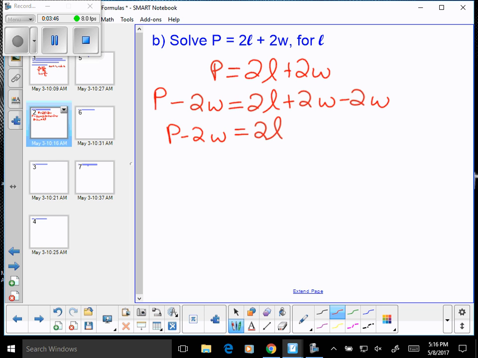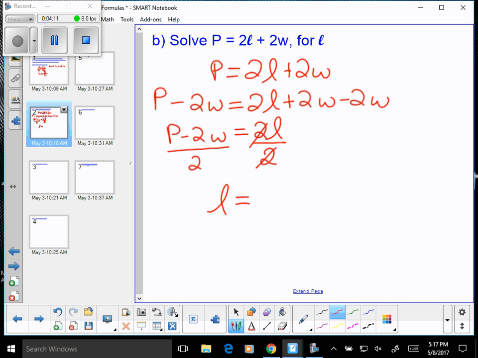Remember that I want to solve for a single L. I don't want the 2. So, since it's 2 times L, I'm going to divide. If I divide one side by 2, I need to divide the other side by 2. 2 divided by 2 cancels. I now have my single L, which is what I want.